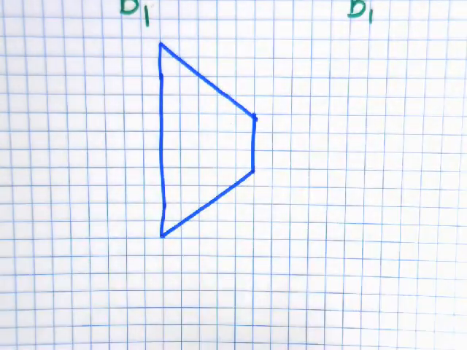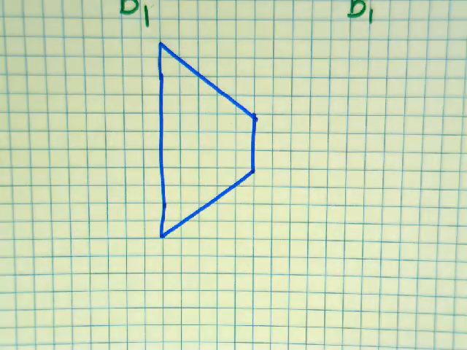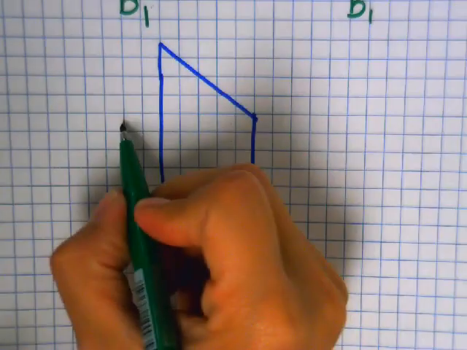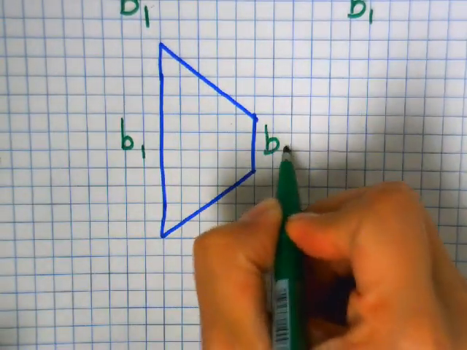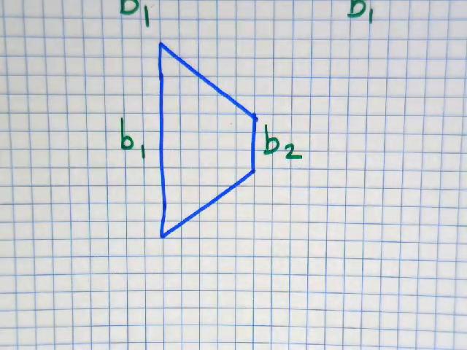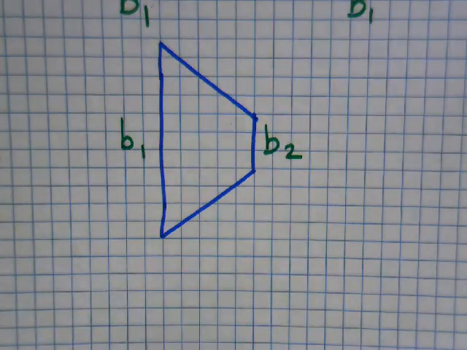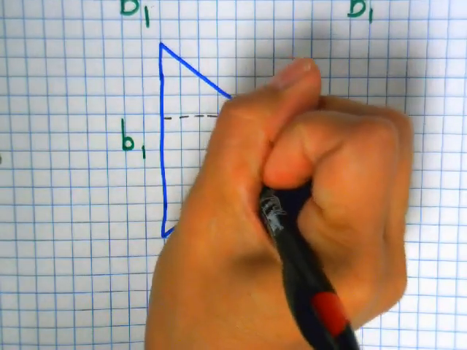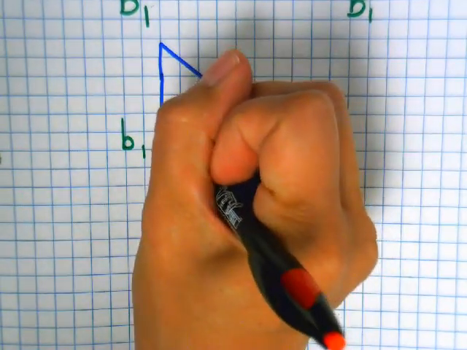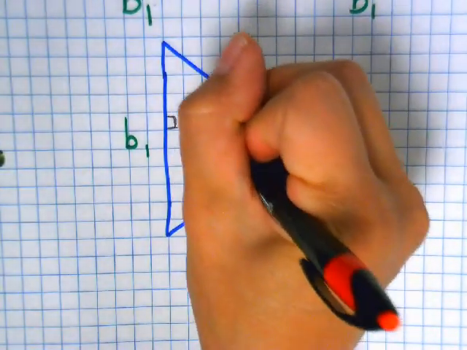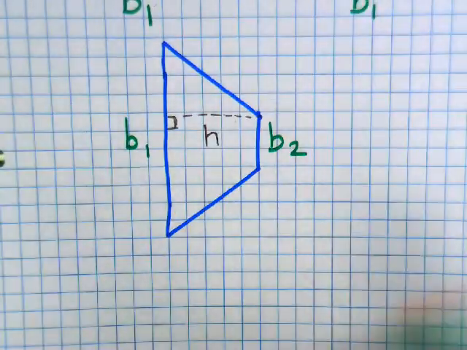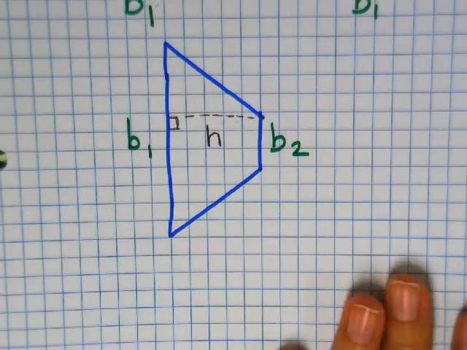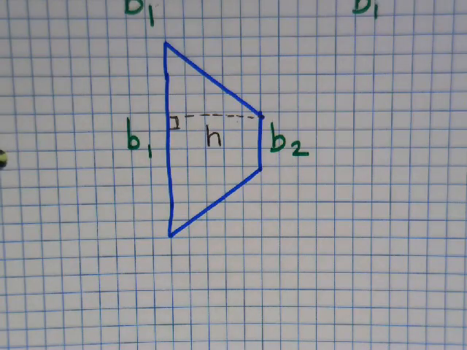Like that. So is this the same thing? Yes, it's just rotated. Now this is called your base 1. This is your base 2. And where would your height be? Inside. Because what are we looking for in the height? We're looking for 90 degrees. So this is our height. Okay? Base 1, base 2, height. Pretty easy? Okay.